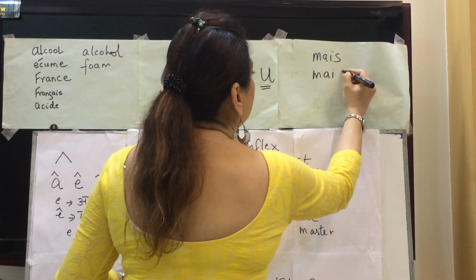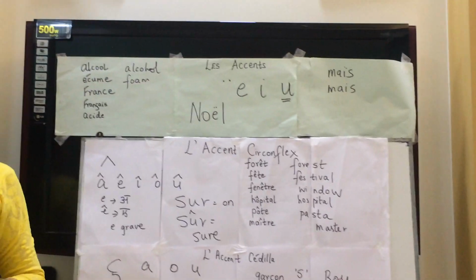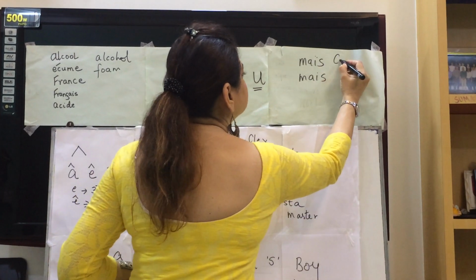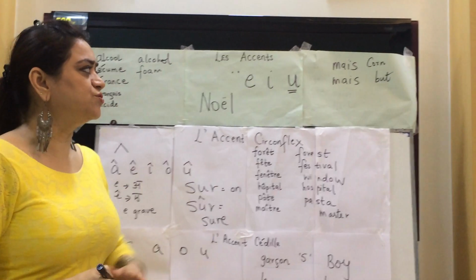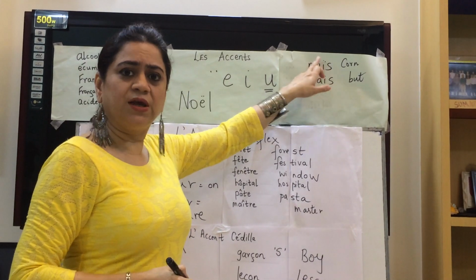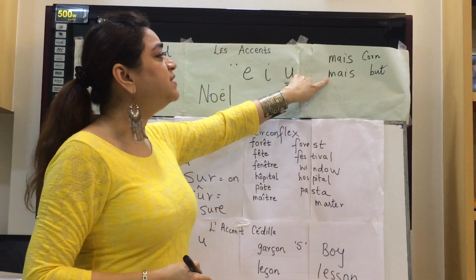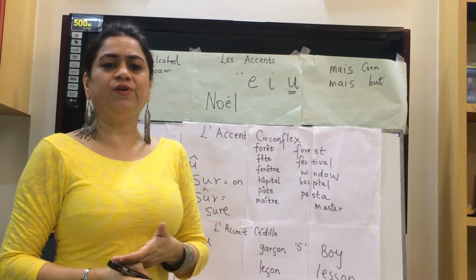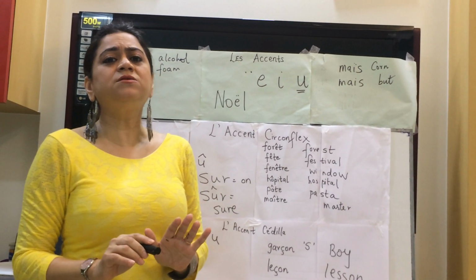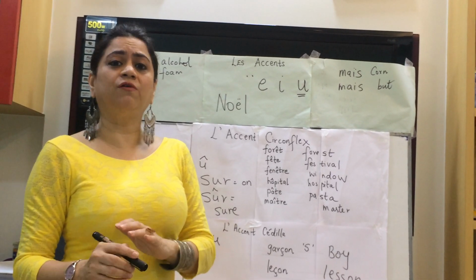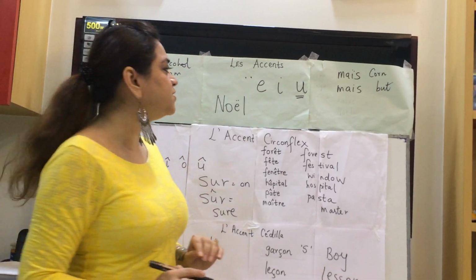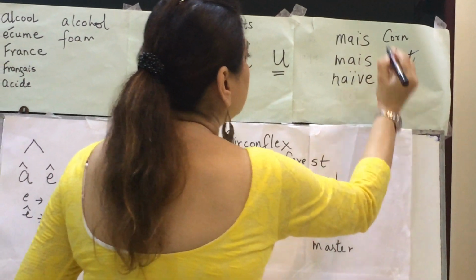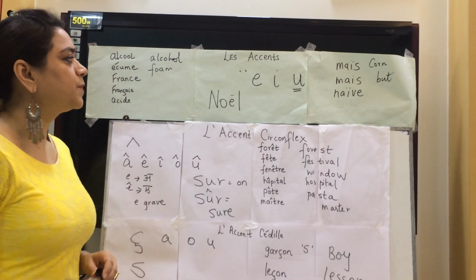But if I have M-A-I-S, that is pronounced as mé, the meaning changes here as but, and this is as corn. See the pronunciation. Here it is maïs, A and I separate. This is mais, but. Par exemple, j'aime le café, mais je n'aime pas le thé. That is, I like coffee, but I do not like tea. Some more words with the trema, it's naïve.